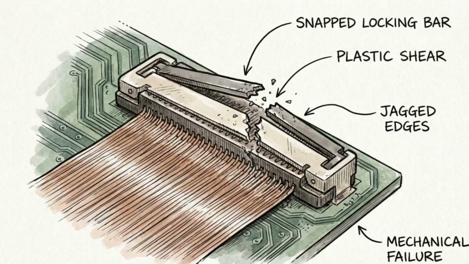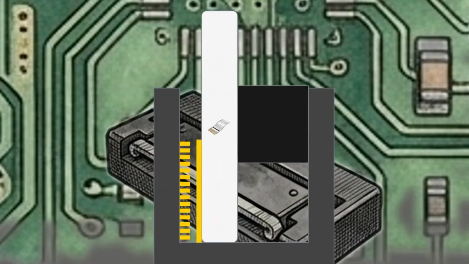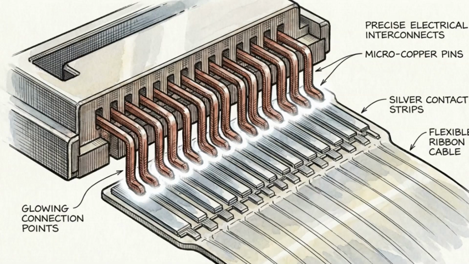If the plastic clip snaps off entirely, you can apply an engineering workaround. Wedge a thin plastic shim or a tiny piece of electrical tape behind the cable. This creates artificial pressure, forcing the cable's contacts tightly against the pins. Every single pin must make a flush, unbroken connection with the motherboard to translate your mechanical keystrokes into data.